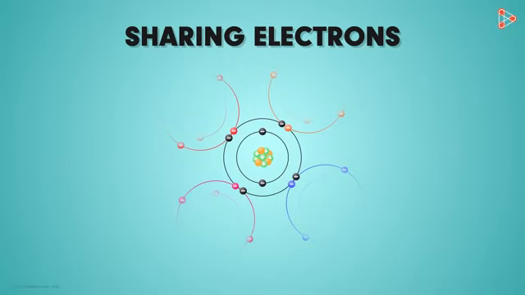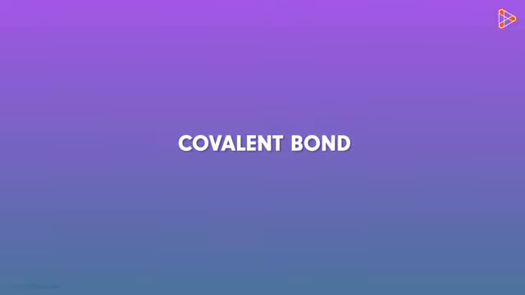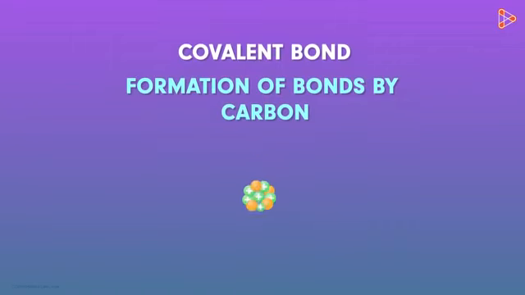Yes, the fact that carbon can share its outermost electrons with any other element gives it the capacity to form chemical bonds with various other elements. Now let's meet in the next video wherein we will learn about the covalent type of bond. Then we will move ahead to learn more about the bond formation seen with carbon.